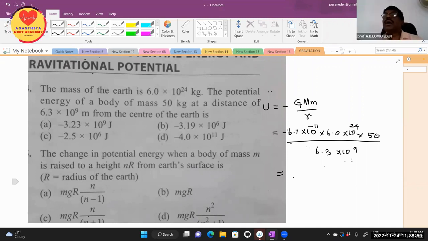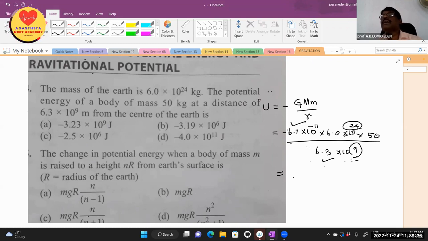See the options, how to solve the problem quickly. The exponents are 10 to the power of 9, 10 to the power of 6, 10 to the power of 11, and 10 to the power of 6. You can roughly do it. See here, 6.7 and 6.3, consider them equal. It will be approximately 1. Here it is power 9. Coming to the numerator, it becomes 10 to the power of minus 9, minus 11, minus 20. Already here, plus 24.